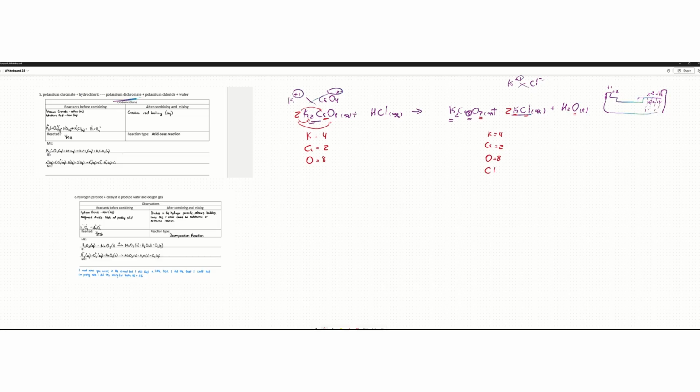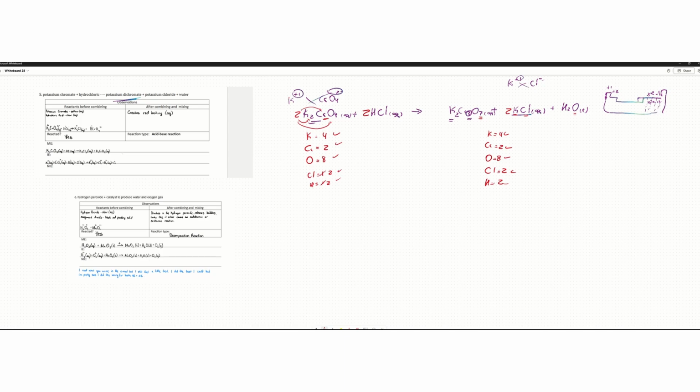And now look here, I have 1, and here I have 2. And the hydrogen on this side I have 2, and here I only have 1. So to fix this, I'm going to add 2 over here, so now I'm going to have 2 and 2, so everybody's matching, see? So my reaction is well balanced.